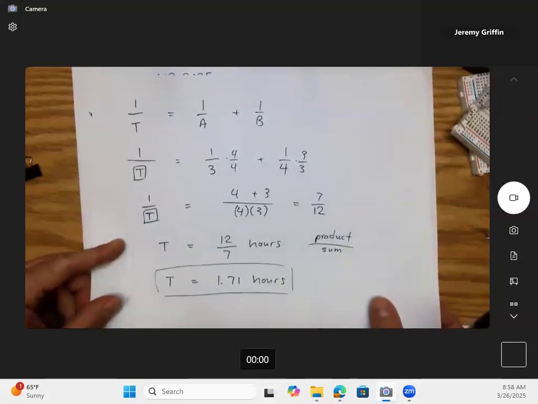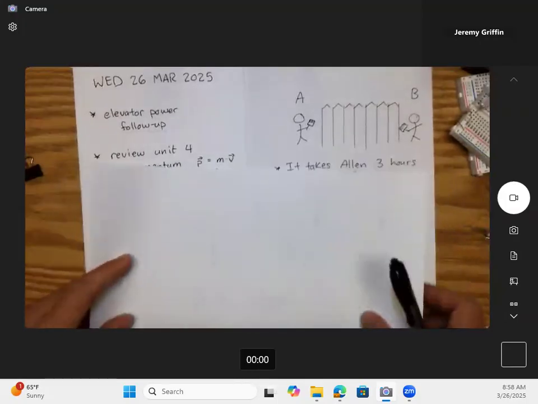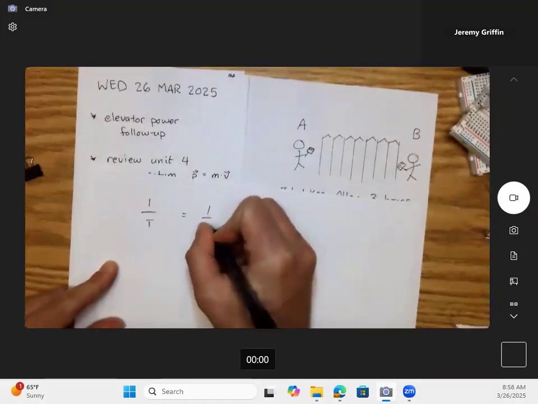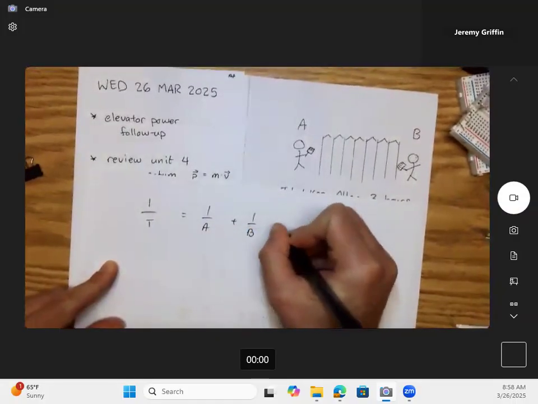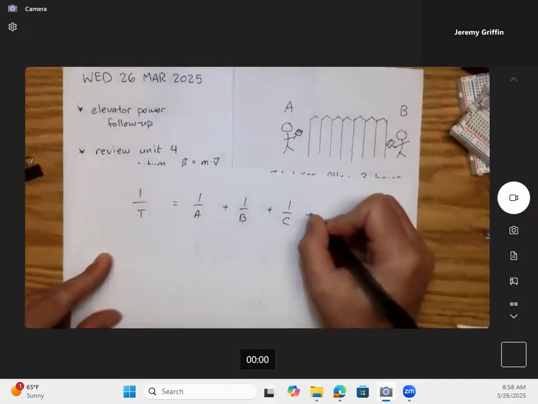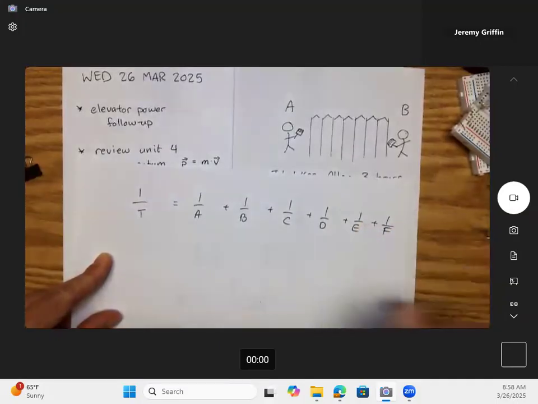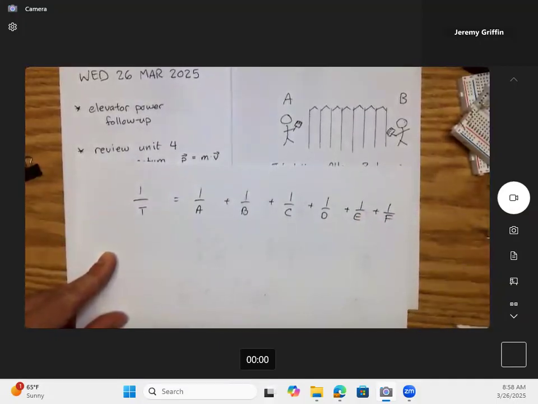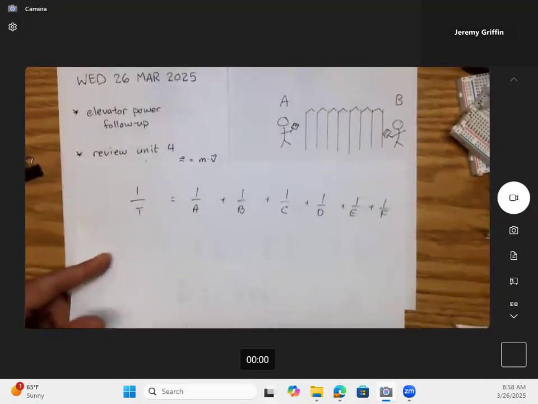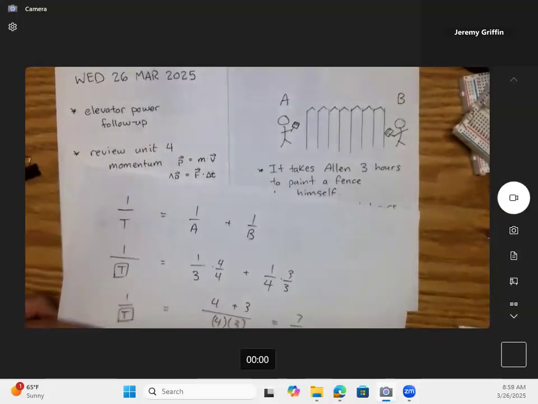Okay. What if there was a third friend? So what if we have a third friend, Chad, that helps paint the fence? Could you do 1 over the total time is 1 over Alan plus 1 over Bob plus 1 over Chad? Do you think you do that? Right? And what if you have more friends? Can you do plus 1 over Derek, plus 1 over Eric, plus 1 over Ferric, and just keep going? Right? And what if you have like 50 friends? Could you just do 1 over, right? So you can have like 50 friends and just use this reciprocal method. Get it done in 1 second.